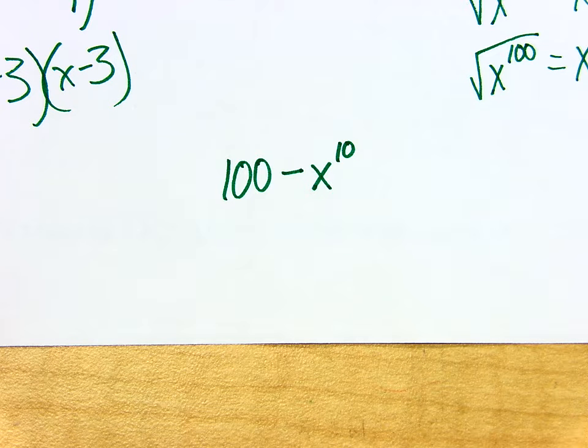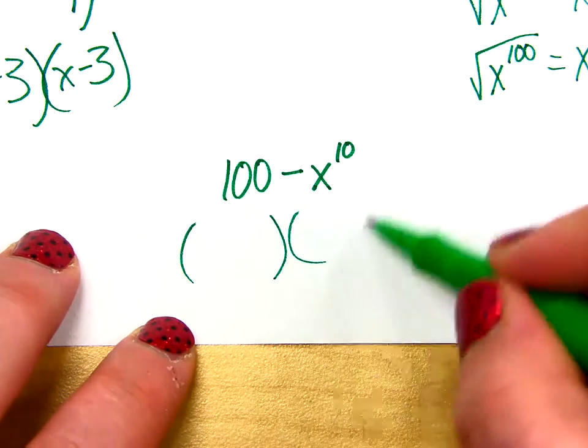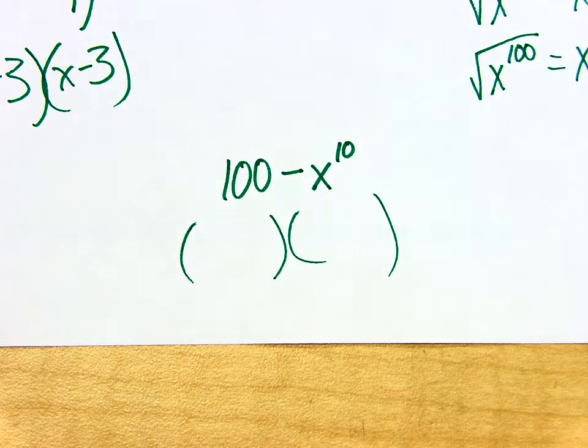Let me give everybody a chance to guess. Write down what you think this would look like. All right, go ahead. A negative x to the 5th plus 10. And what's in the other one?